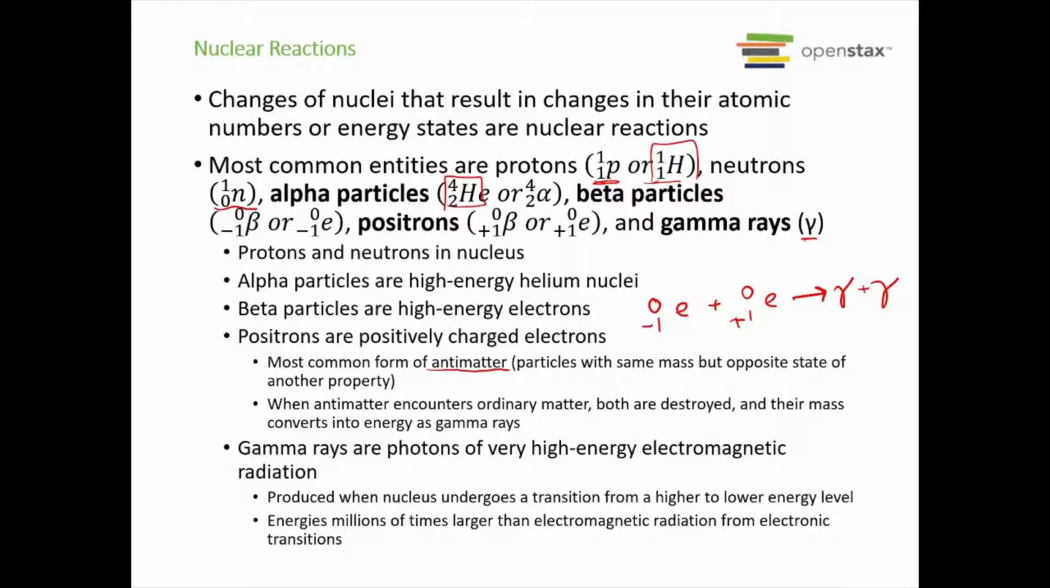Gamma rays themselves are photons, and they come from very, very high energy electromagnetic radiation. They are produced when a nucleus undergoes a transition from a higher to a lower energy level. Not to be confused with electron energy levels like we talked about in Chem 2A. This is a different thing. The energies produced are millions of times larger than that of the electromagnetic radiation that comes from electronic transitions, where an electron changes energy states. This is from the nucleus transitioning energy states.